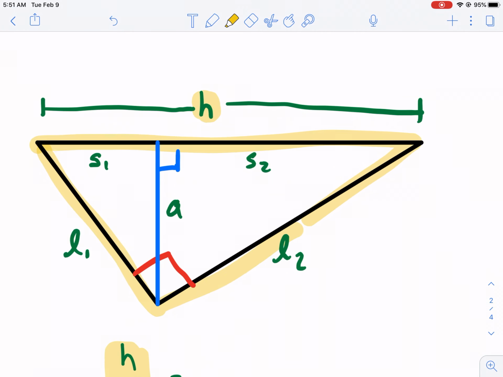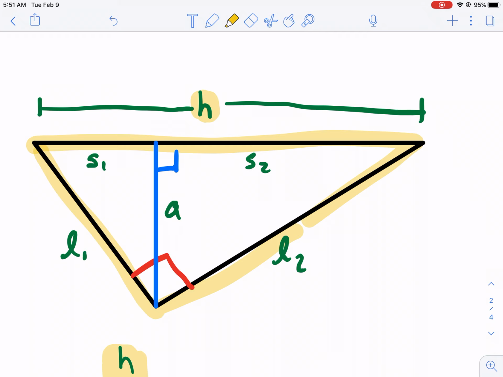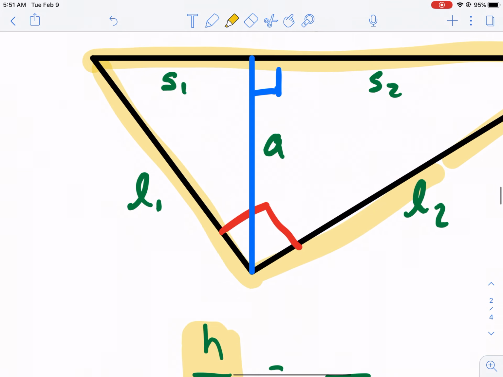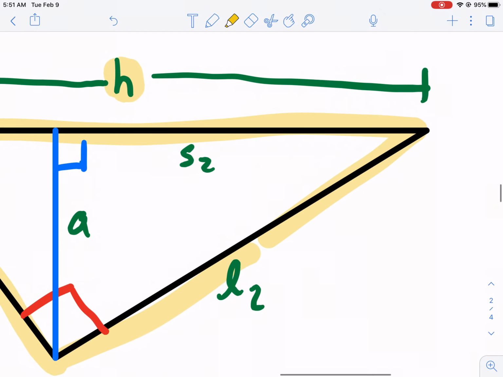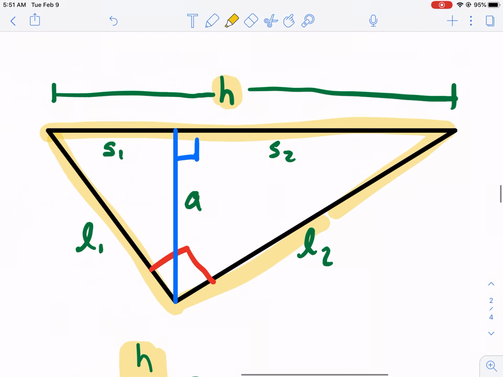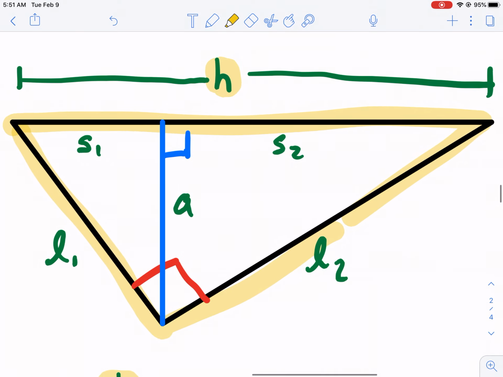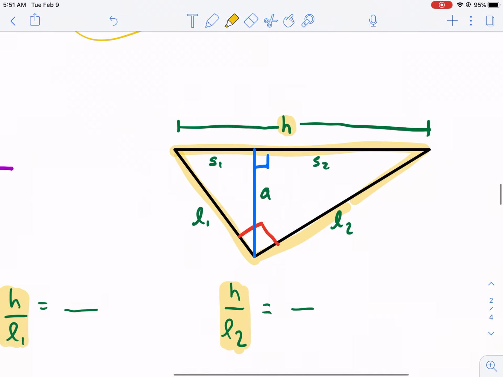H stands for the hypotenuse of the big triangle. A stands for altitude. L1 stands for the leg 1 of the big triangle, L2 the leg 2 of the big triangle. So those are the legs of the big triangle. S1 stands for a secondary leg, so a short leg, or a side, I should say. That's side 1 of the small triangle and side 2 of the medium triangle, okay?